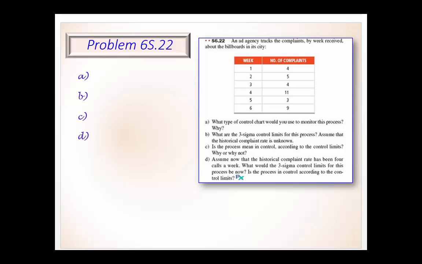So here we have a problem from the book, 622, and we're going to answer these questions. So first we'll read the problem. An ad agency tracks complaints by the week received about billboards in the city. All right, so week 1, 4, week 2, 5, etc. What type of control chart would we use to monitor the process? Well, of course we know it's a C chart because I just told you I was going to work another problem, but we know it's a C chart because there's an unlimited number of possible complaints, right?